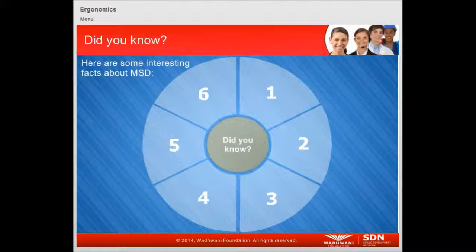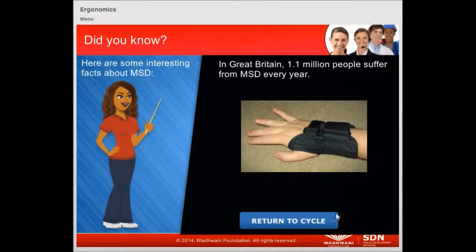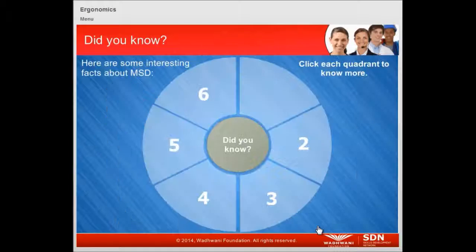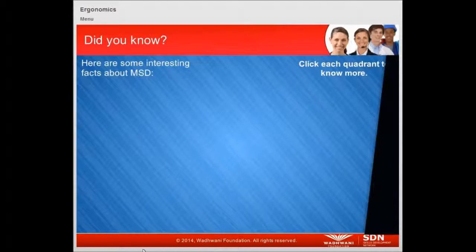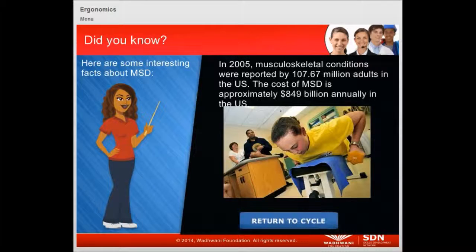Here are some must-know facts. Click each quadrant to know more. In Great Britain, 1.1 million people suffer from MSD every year. In 2005, musculoskeletal conditions were reported by 107.67 million adults in the US. The cost of MSD is approximately $849 billion annually in the US.